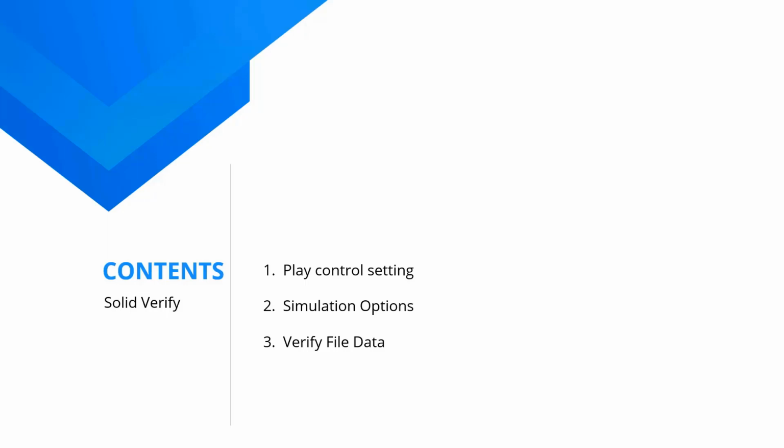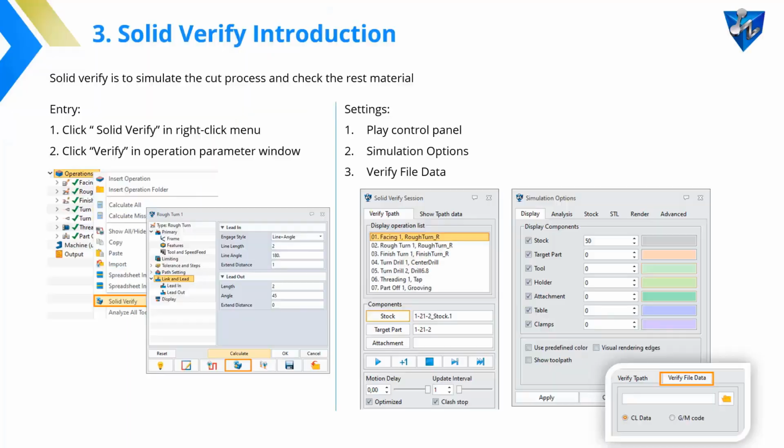We just checked the toolpath by verify. Before we output the NC code and transfer to the CNC machine, we need to use solid verify to check the cut process and final result. In short, solid verify is to simulate the cut process and check the rest material. During the process, we can detect the clash automatically, and we can adjust the toolpath based on the information.